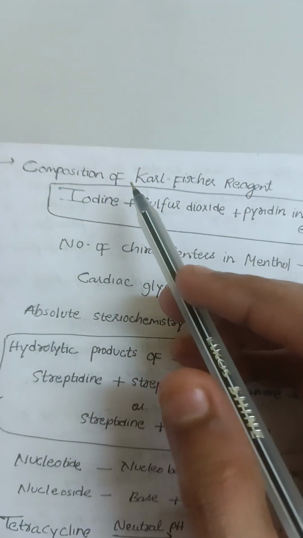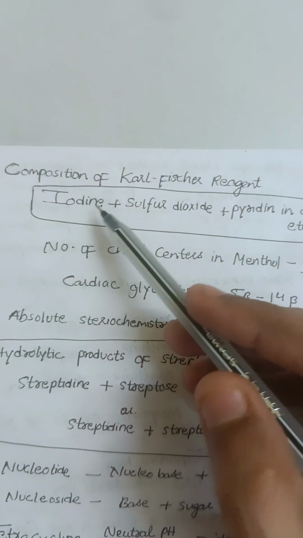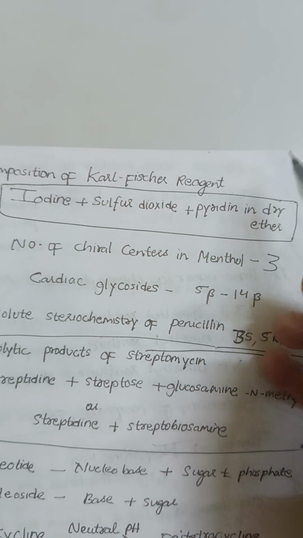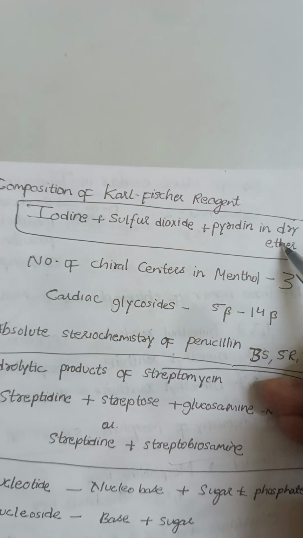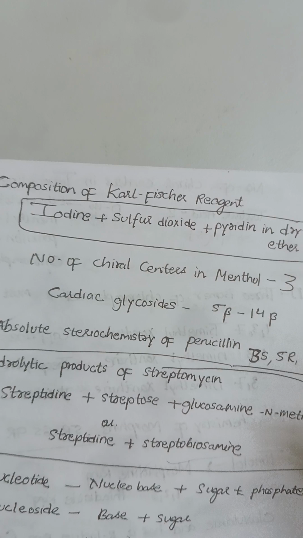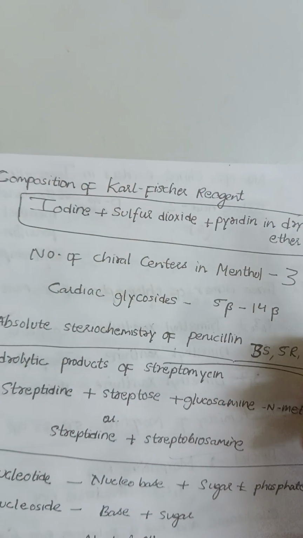So now let's start. The composition of Karl Fischer reagent is iodine plus sulfur dioxide plus pyridine or imidazole or any base in dry ether, which is the solvent. This Karl Fischer reagent is used to determine the moisture content in your sample. So this is the composition of Karl Fischer reagent.